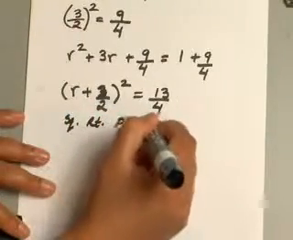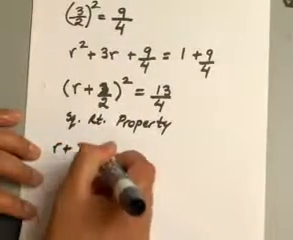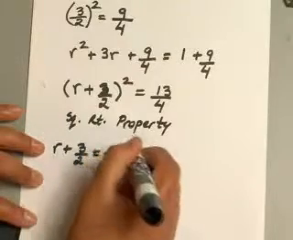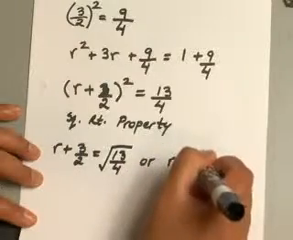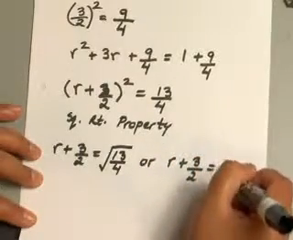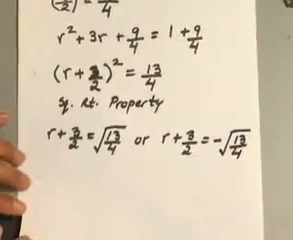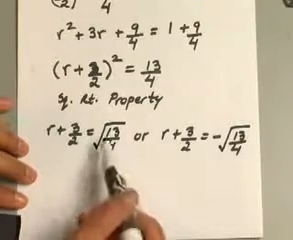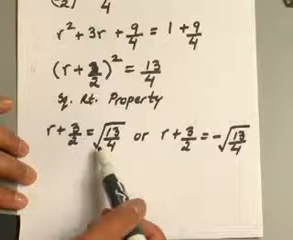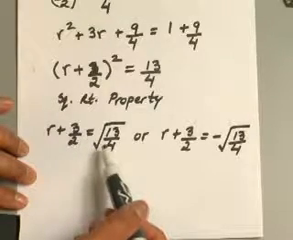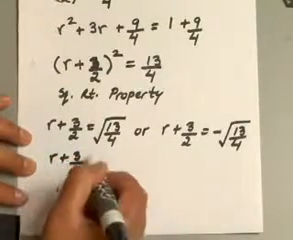Okay, now let's go ahead and apply our square root property. And that will give you r plus 3/2 equals positive square root of 13 over 4, or r plus 3/2 gives you negative square root of 13 over 4. Okay, now square root of 13 you of course cannot simplify, but you can try and simplify the square root of 4.